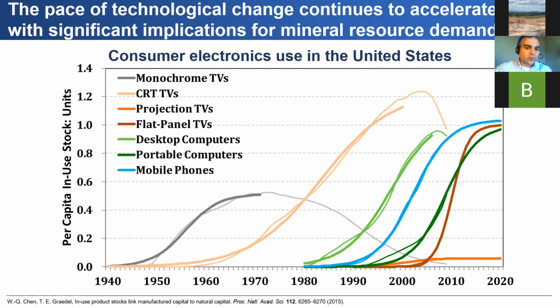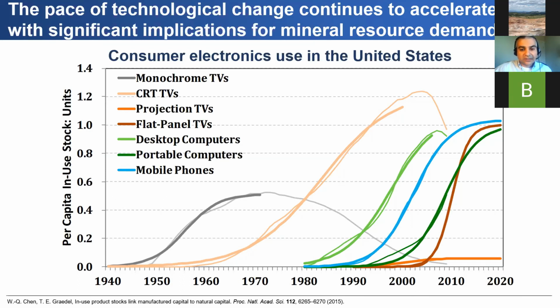right? So what this figure is showing is consumer electronics use in the United States on a per capita basis, looking at monochrome TVs back in the 1950s, to CRT TVs, to projection TVs, flat panels, desktop and portable computers, as well as mobile phones. And what this is showing are these S saturation curves. So you can see the per capita use of monochrome TVs saturated at around half a TV per person. So, one TV for every two people. We're now over one TV per person or so.